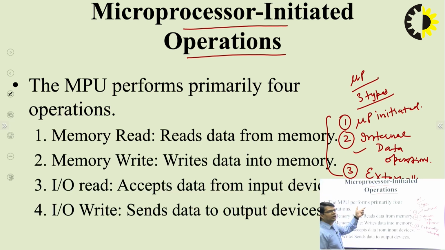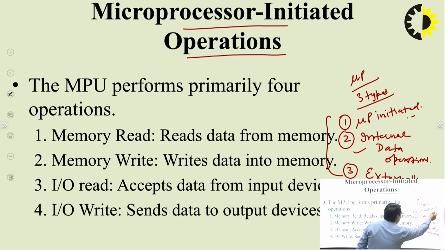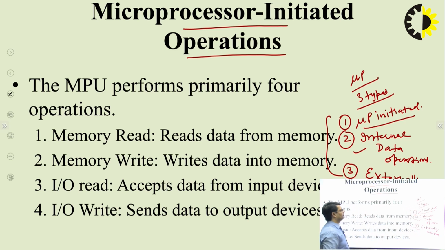First is operations which are initiated by the microprocessor itself. These are tasks which are started by the microprocessor, and these are basically related to generation of control signals. These control signals are mainly memory read, memory write, IO read and IO write. So these four are examples of microprocessor initiated operations.